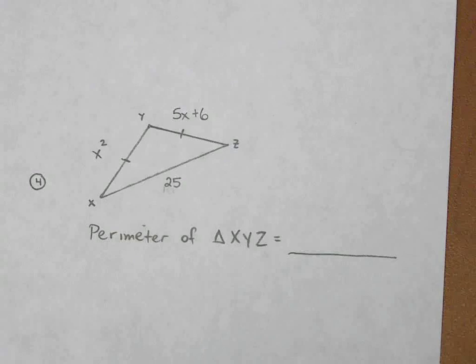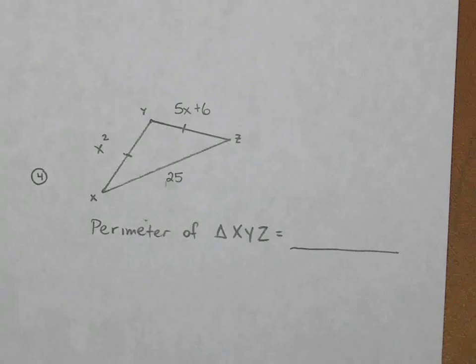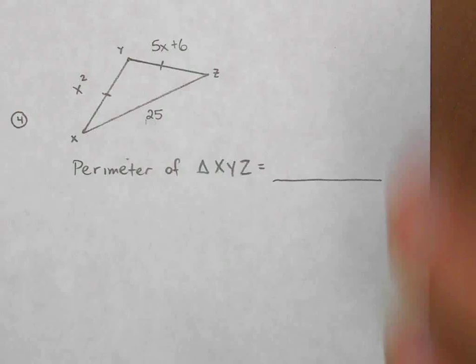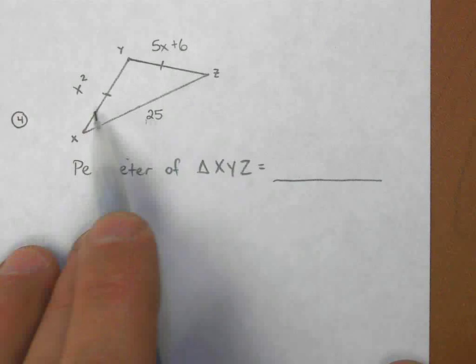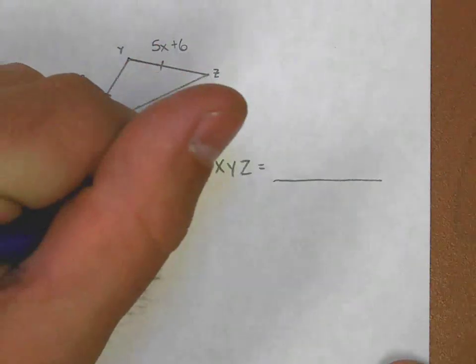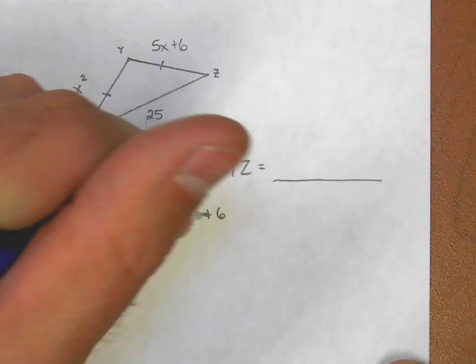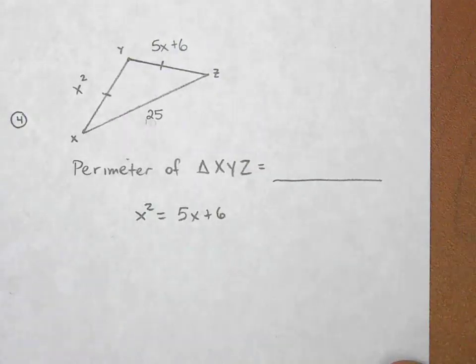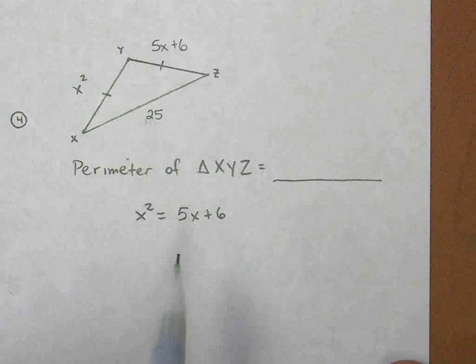Well, that seems weird, right? I mean, I know that I'm going to take the three sides and add them up, but the problem is I don't know what x stands for, right? So that's my job here, to figure out what x stands for. Well, here's what I know. The tick mark says that those two sides are equal. So if I take x squared and set it equal to 5x plus 6, maybe I can figure out what x is.